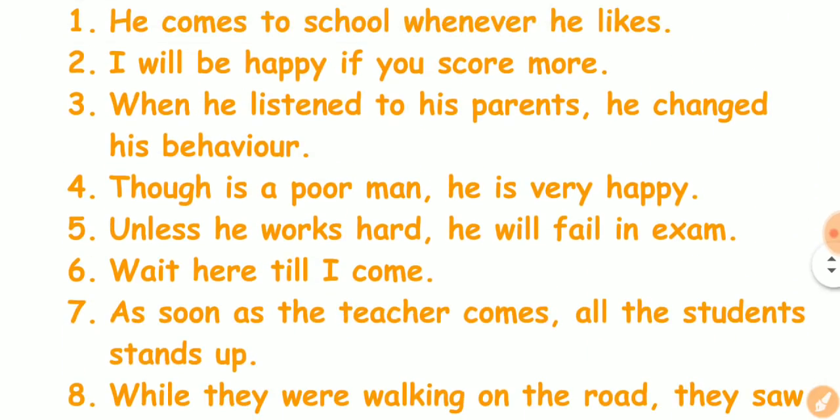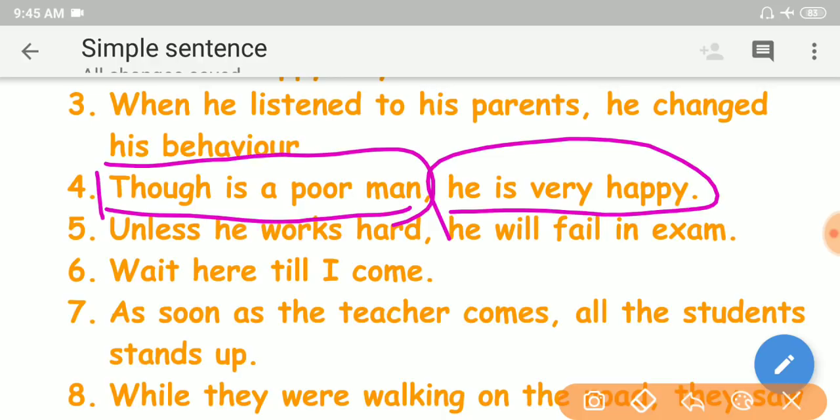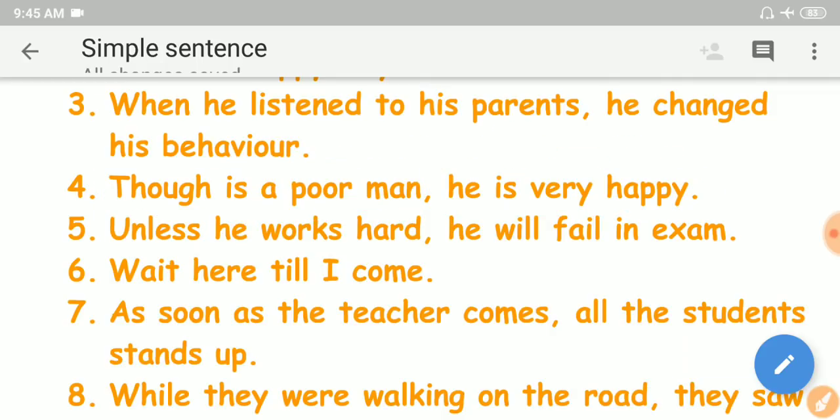Next, like this: though he is a poor man, he is very happy. "He is very happy" gives independent meaning; it can stand on its own. But "though he is poor," then what? This sentence demands some information. So that's why this is a dependent or subordinate clause, and this is the independent clause. So there are two clauses, and "though" is a subordinate conjunction, my dear friends. This is a complex sentence.